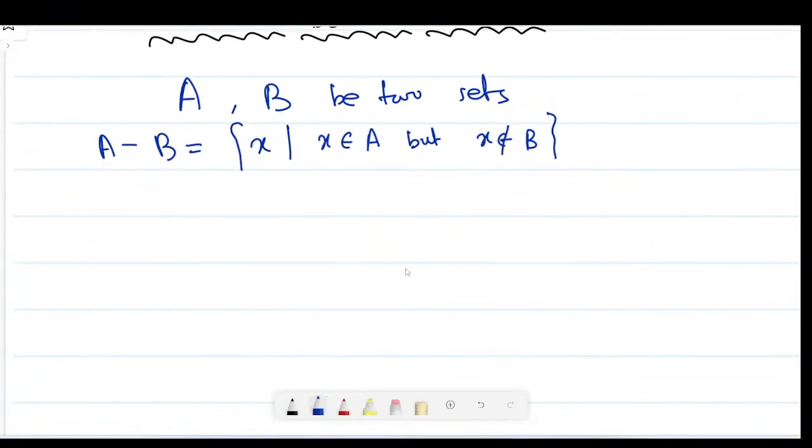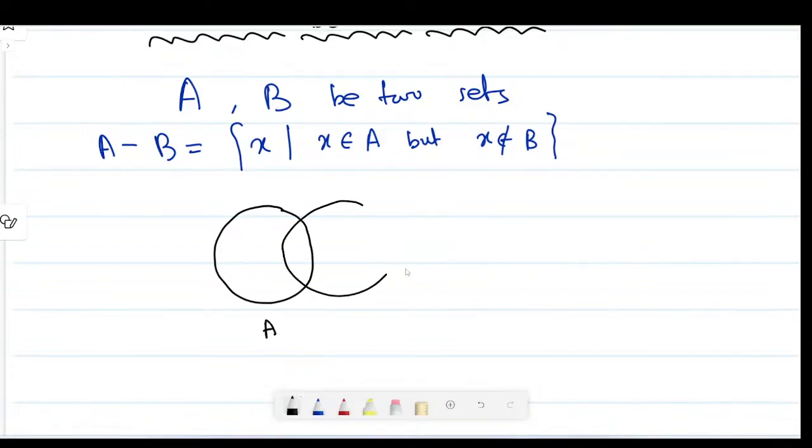So if I draw the Venn diagram, this is my A set and this is my B set. A minus B means only this portion, just like that. So this portion is A minus B.